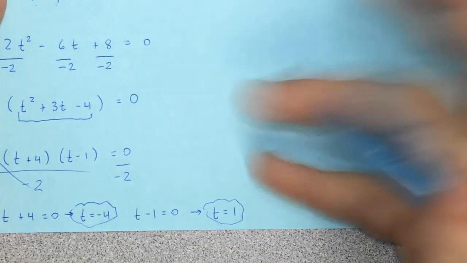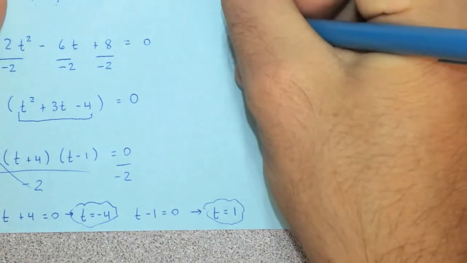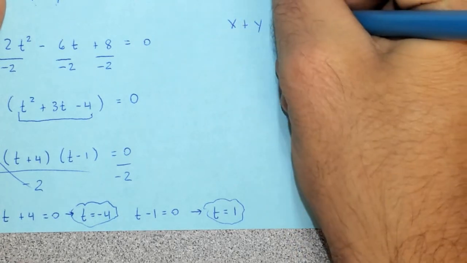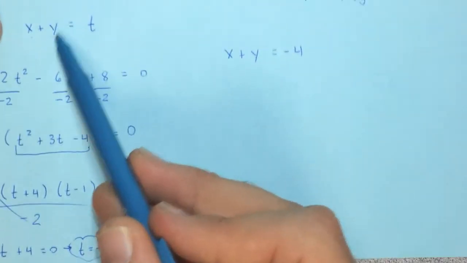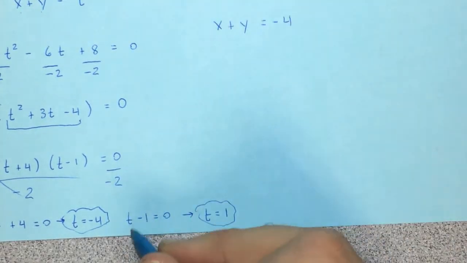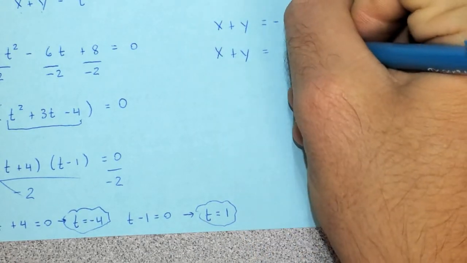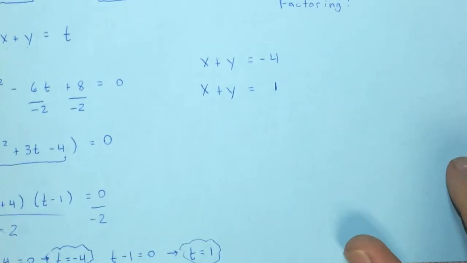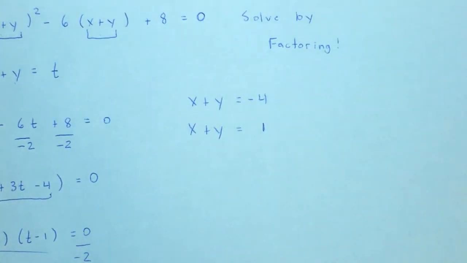So I have one level deeper, and trust me, this is the hardest that you'll ever see this type of problem. I have x plus y, which was t, is equal to negative 4, because right down here, I said t is equal to negative 4. Well, what was t? T was x plus y. So x plus y is equal to negative 4. I also have t is equal to 1, so I have x plus y is equal to 1. So yes, I solved for t. I factored it. But I have yet to find what x and y are.